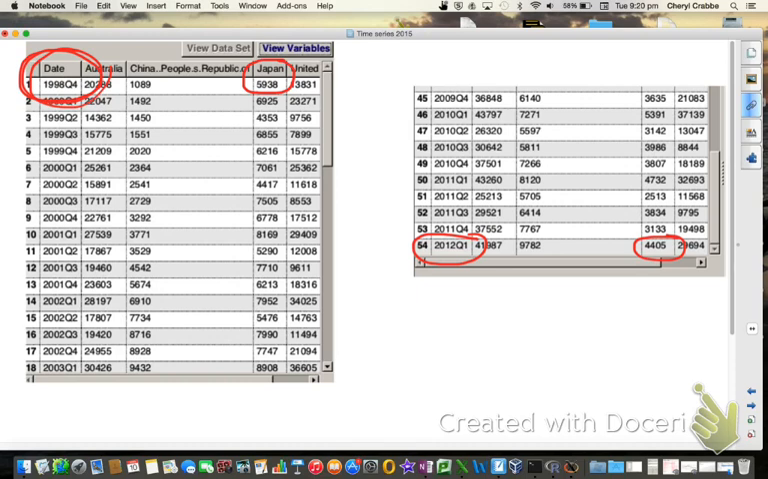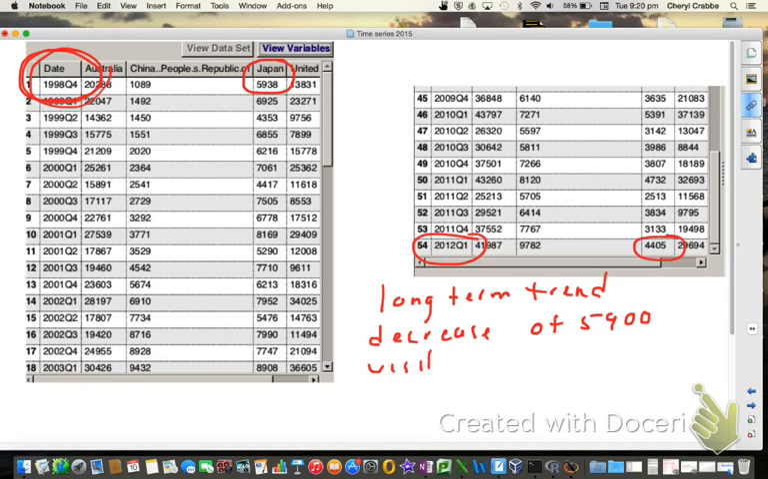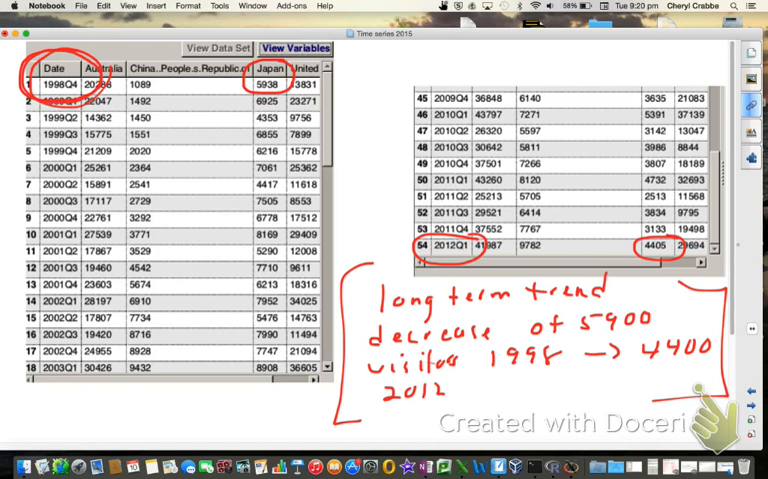Do that, that's important. Now, when you talk about the long-term trend, you've got a decrease of about 5,900 visitors in the fourth quarter of 1998 to around 4,400 in 2012. It's a decrease. That's the overall trend, basically. You can be as specific about that as you want. So that's how we speak of the long-term trend. So that's the first thing you've got to do.